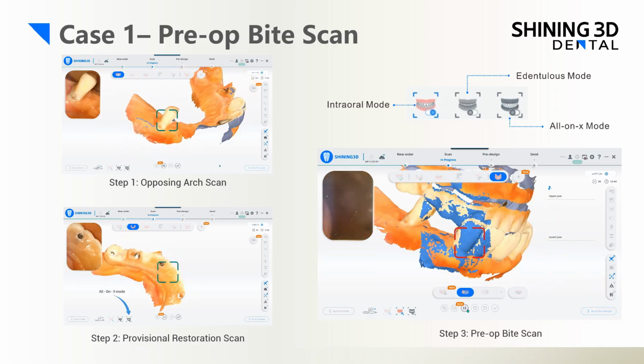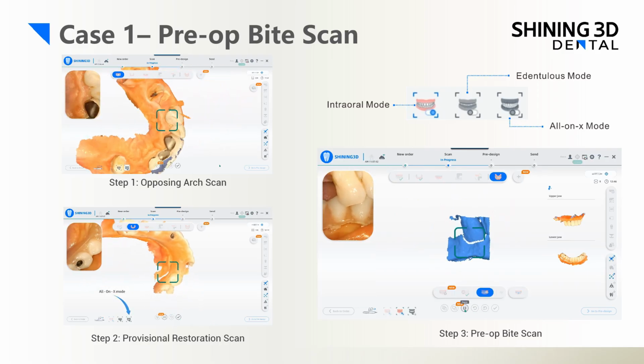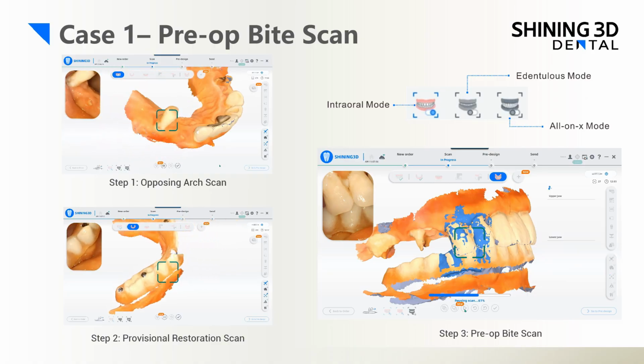Because for this kind of case, the patient usually has antagonist jaw data, and we can scan the provisional for the patient as well. We can use these 2 sets of data to form a pre-op bite.